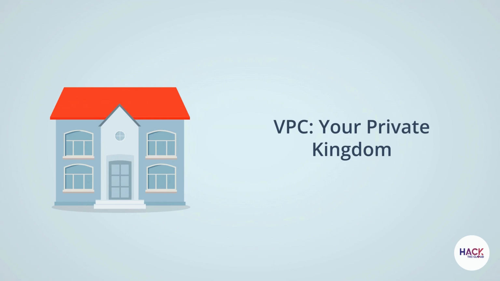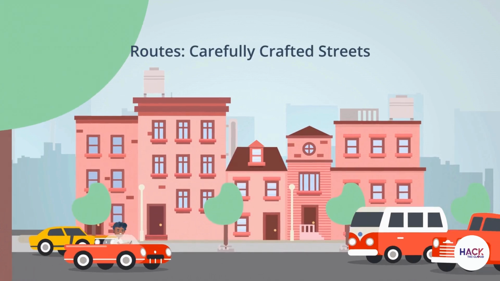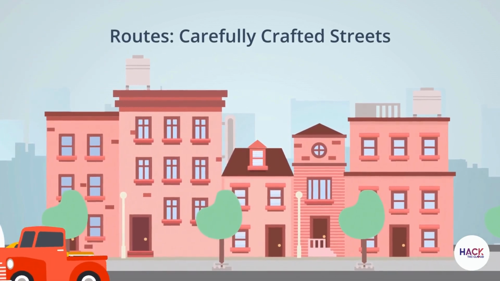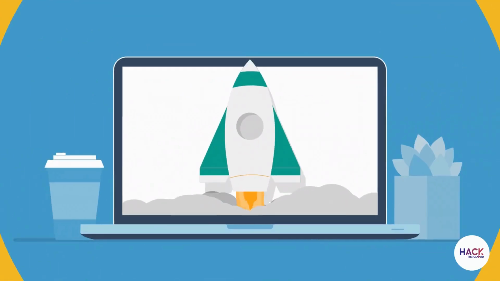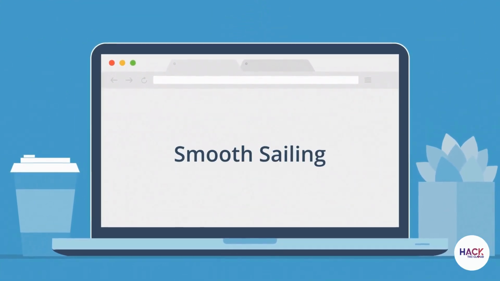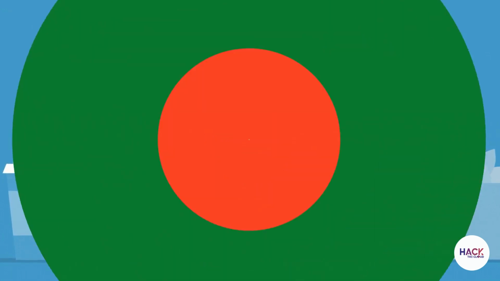Connecting it all together, building your cloud city. Now, let's recap the perfect cloud city setup. Your virtual private cloud is the land where everything happens. It's your private kingdom. Firewalls are the security guards, deciding who gets in and who gets kicked out. And routes are the carefully crafted streets, making sure your data knows exactly where to go. Your data is now cruising down the right roads, securely passing through firewalls and only going where it's supposed to. No traffic jams, no detours, just smooth sailing across your cloud city.